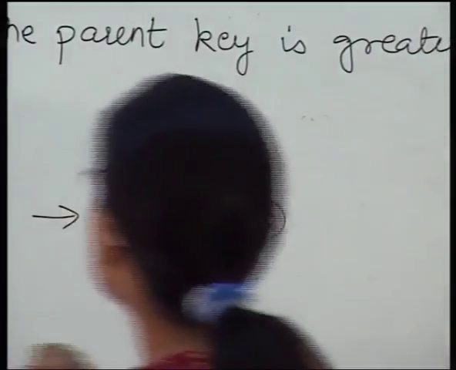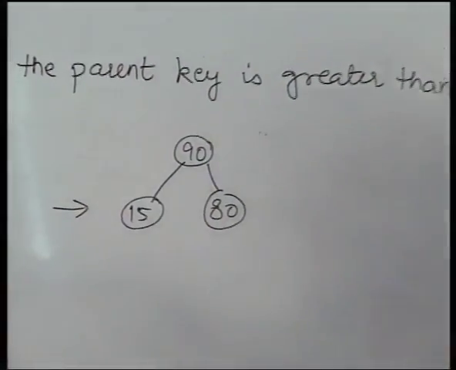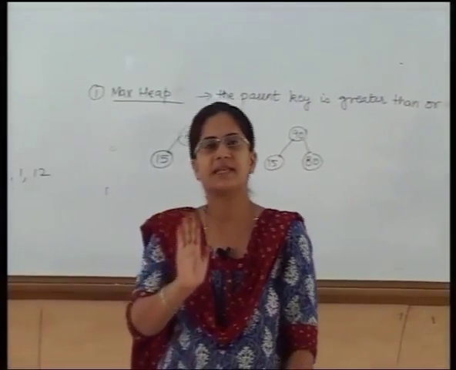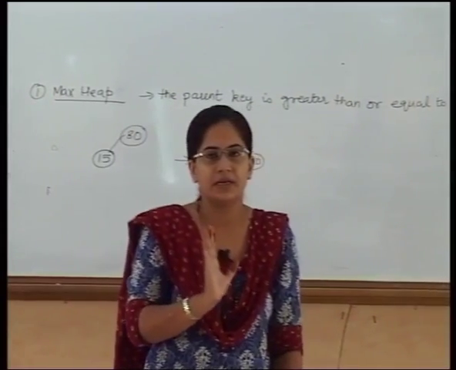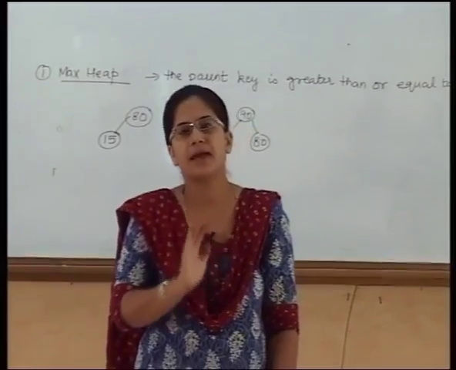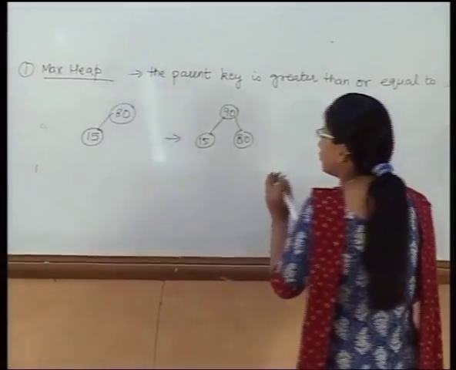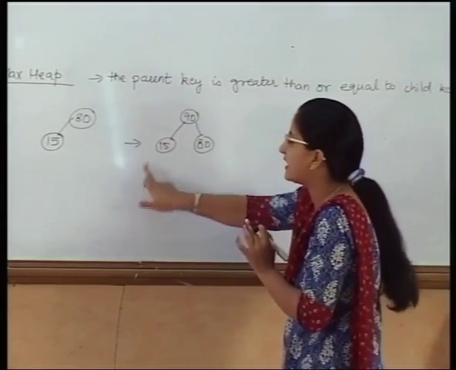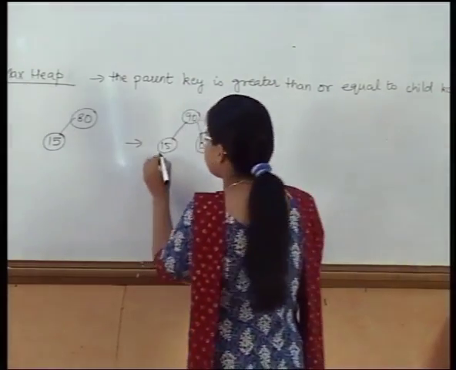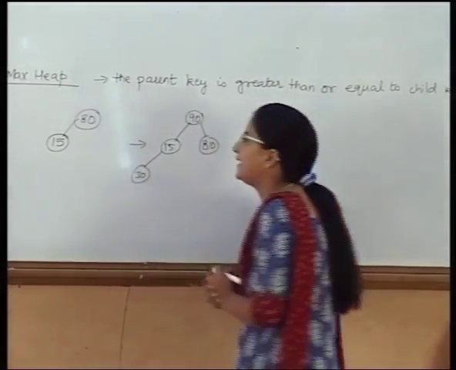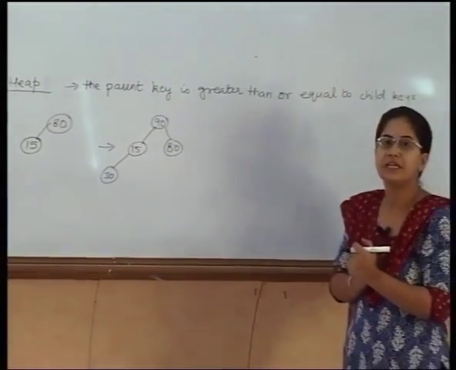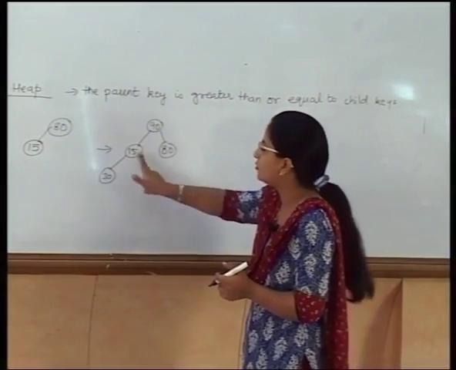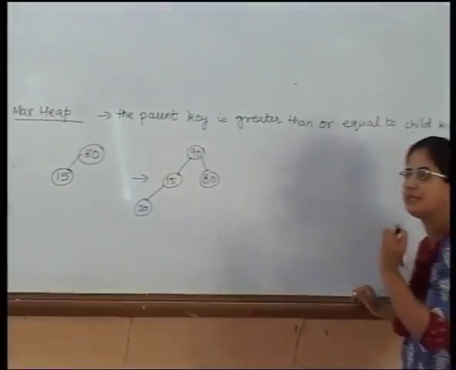Next, when 30 comes, one thing more is there: the binary heap is a complete binary tree. The exception is at the last level, where it can be incomplete. Before the last level, it is a complete binary tree. So, making it a complete binary tree, I have to proceed next to the left of this left child. When 30 is added here, again the heap will be swapped. Here 30 is greater than 15, so swapping of the elements will take place, which is called the heapify operation.